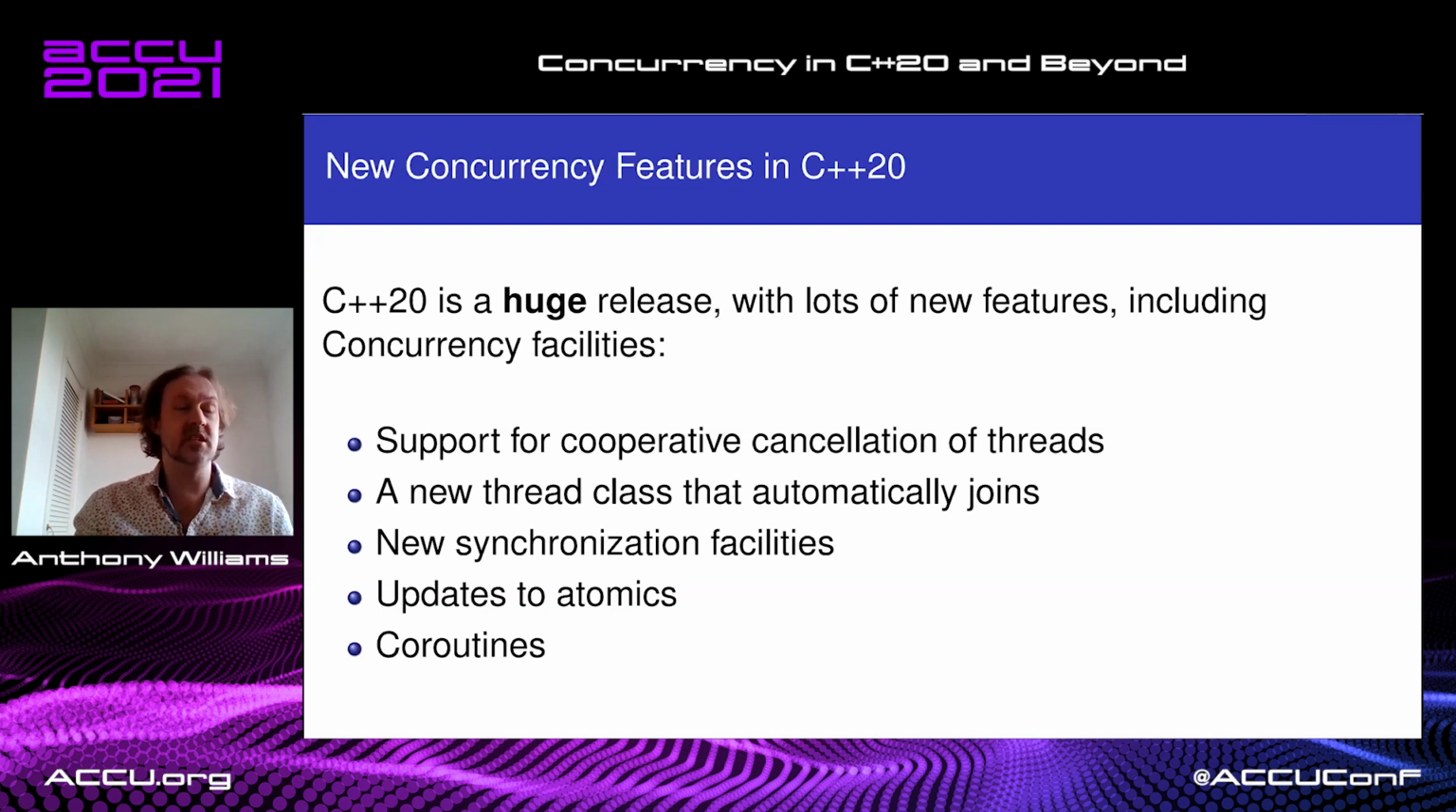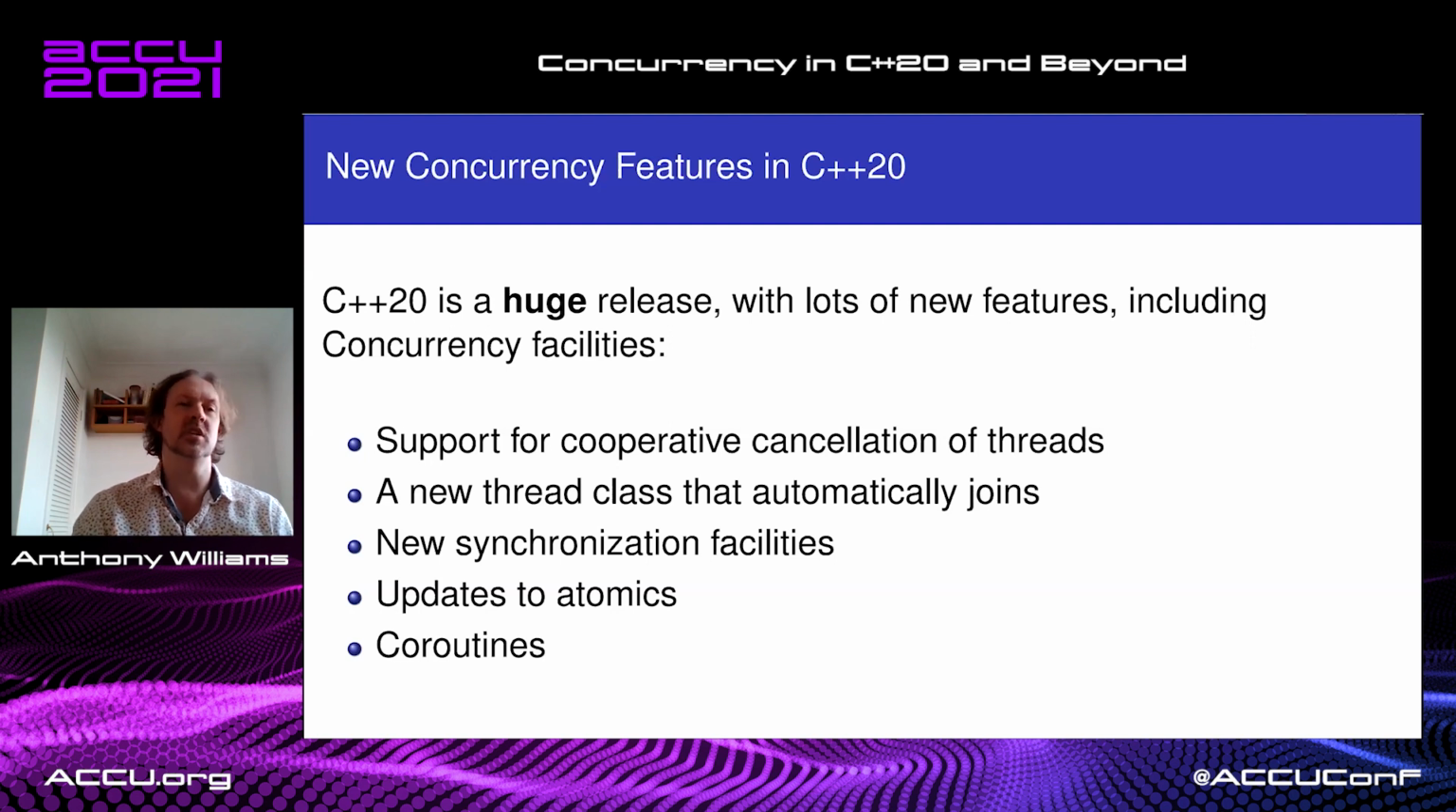We've got some new synchronization facilities, latches and barriers and semaphores, things that can be quite useful building blocks for larger scale features when you're writing your code. And then the low-level atomic library has been updated as well. We can now do low-level waits. You can use atomic_ref to perform atomic operations on things that weren't originally declared as atomic.